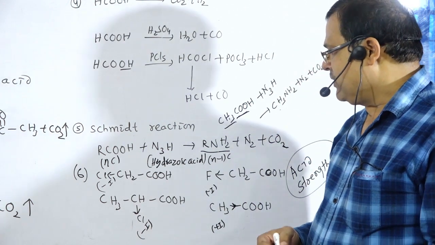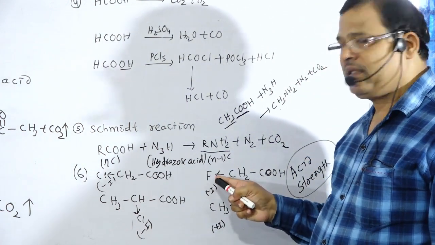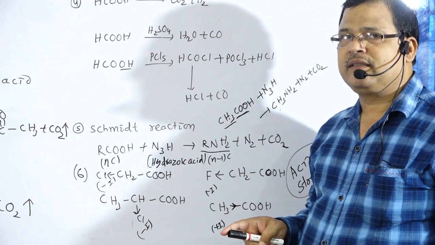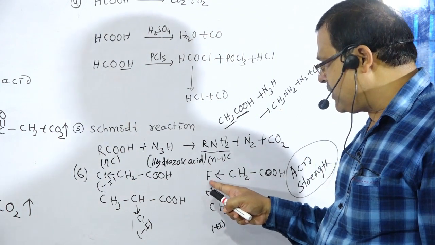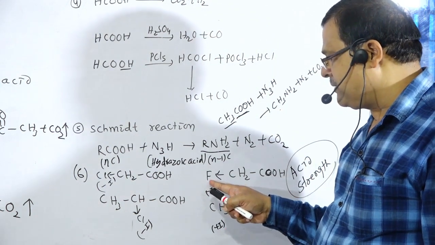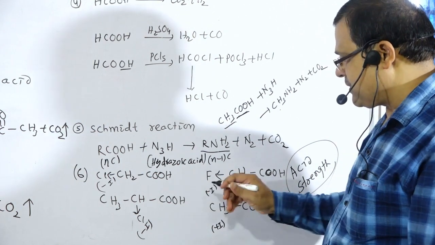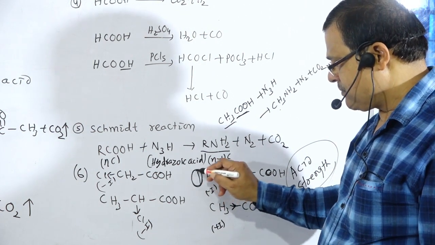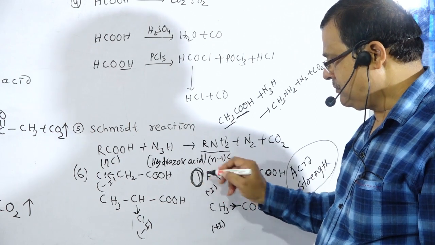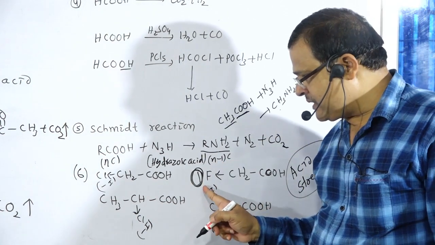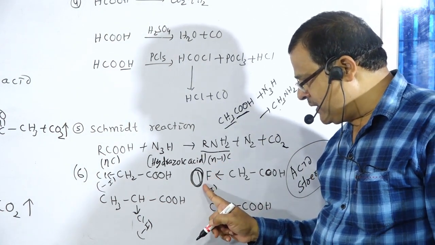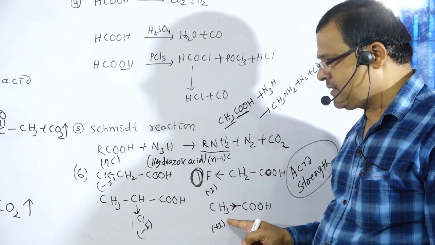We know the presence of a minus I group increases acid strength. The more electronegative the minus I group, the more acidic its behavior. This will be first: fluoroacetic acid will be more acidic than any other of the 3 acids.